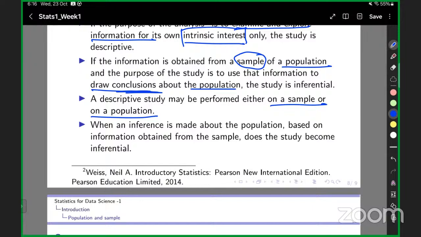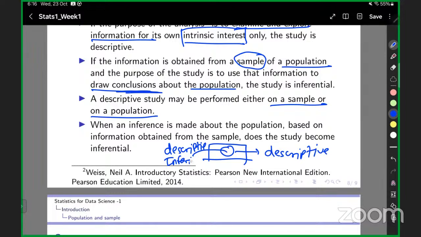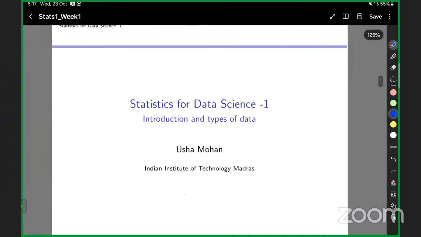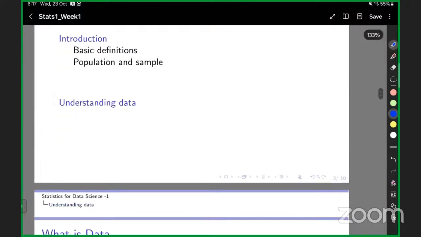So when we have the whole data set, why do we make inference? We don't, so we only do a descriptive study. We don't need an inferential study if we have all the data. But generally we don't, so we have a sample of it, and on a sample we can do both descriptive as well as inferential. On a population we don't need inferential because we have the whole thing. Why should I make any assumption?